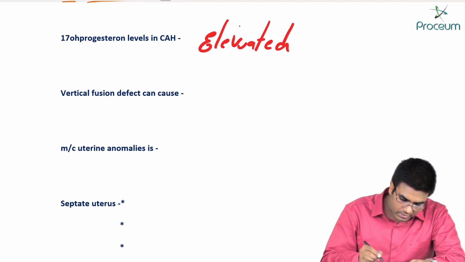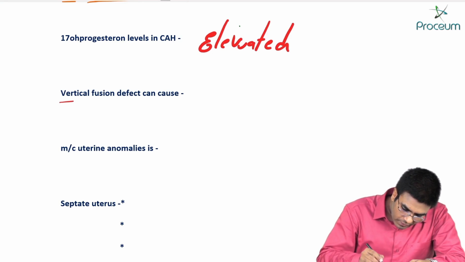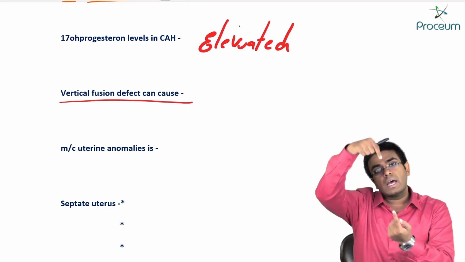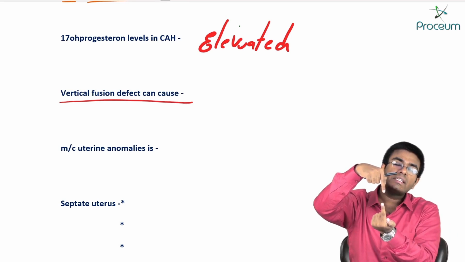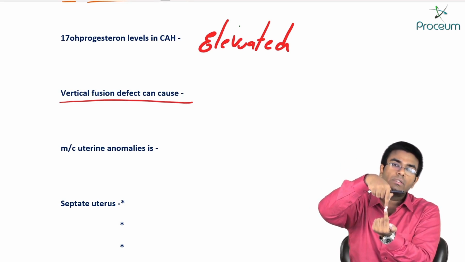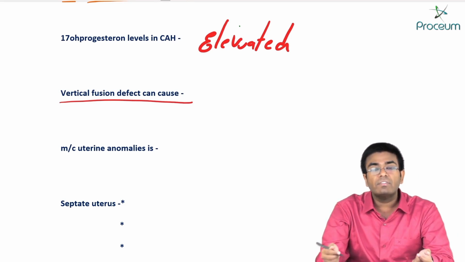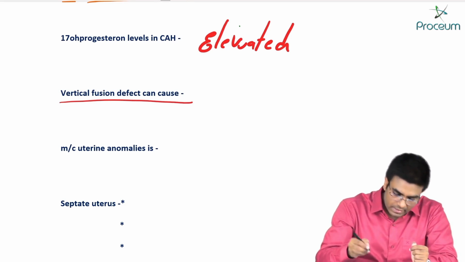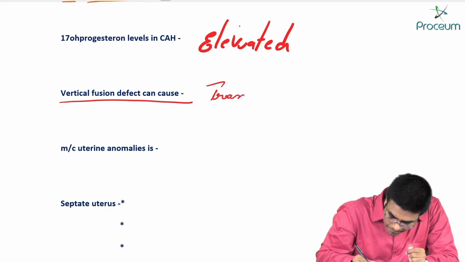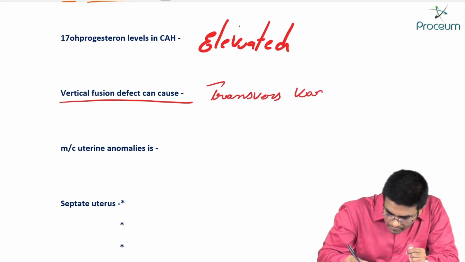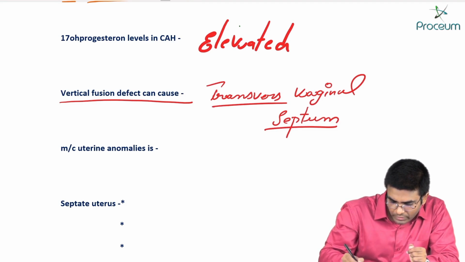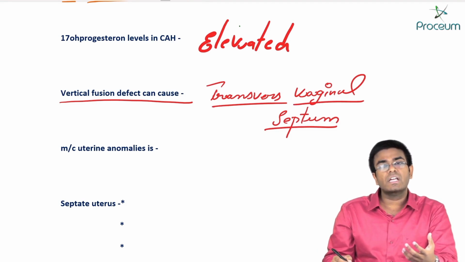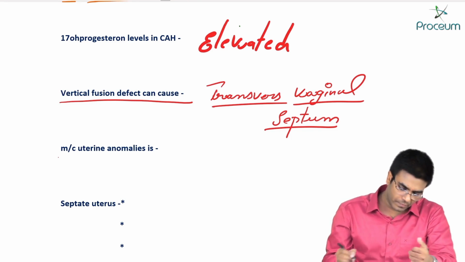Vertical fusion defects can cause a transverse vaginal septum. What does vertical fusion defect mean, guys? We know that the upper two-thirds of the vagina is derived from the Müllerian duct, and the lower one-third of the vagina is derived from the urogenital sinus. So they have to fuse. Whenever they are not fusing properly, it will cause a transverse septum in the vagina. Most commonly this transverse vaginal septum is at the upper one-third of the vagina, near the external os. We have already seen this.